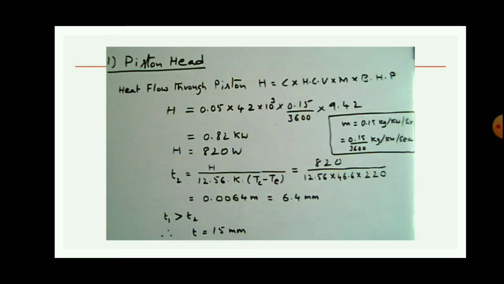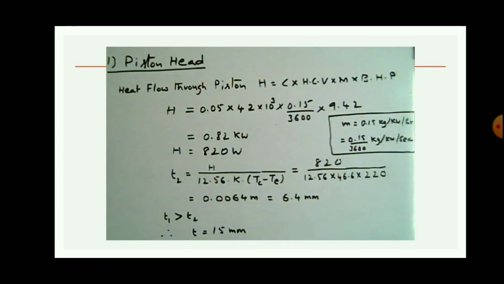After calculating BHP, we will substitute that in the H formula, that is the heat flow in the piston formula. C is a constant, HCV is given in the question, and the mass is also given. Here we have to take the mass in terms of kg per kilowatt per second, so in order to convert that into seconds, we divide by 3600. After substituting BHP, we will be able to calculate H. From that H, the remaining values for finding T2, which are K, TC and TE, all taken from the data book, can be substituted in the formula, and then we will be able to calculate T2.